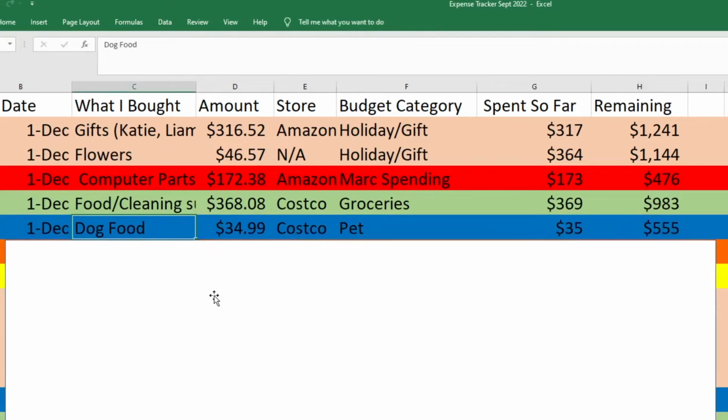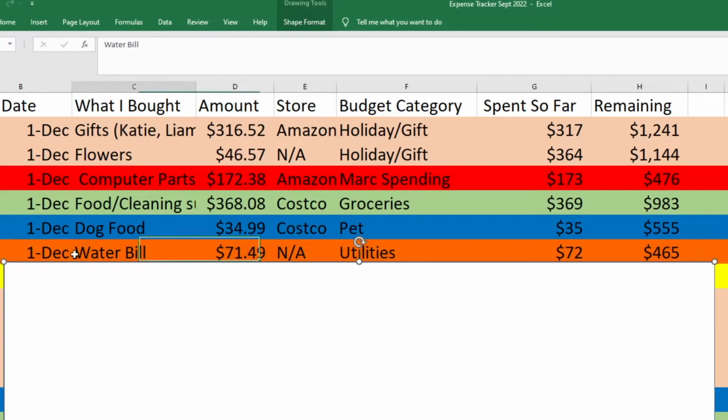Also at Costco that day, I did buy some dog food, so that was $34.99. That came out of our pet fund. So we spent a total of $35 out of our pet fund so far, and we have $555 remaining in that fund.